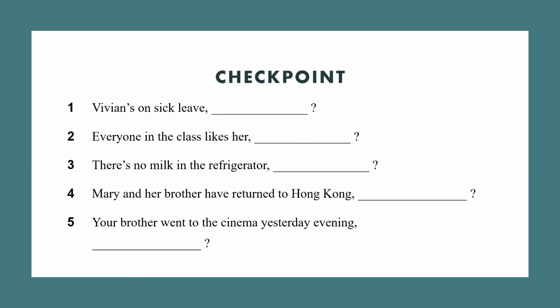Checkpoint. Let's see how much you've understood. Number 1. Vivian's on sick leave. What's the question tag that follows? Vivian's on sick leave is a positive statement, therefore we need to use a negative question tag. For the first part of the question tag, we can use is, the negative form of is. As for the second part of the question tag, we need a pronoun to refer to Vivian. So what's your answer? Correct, isn't she?